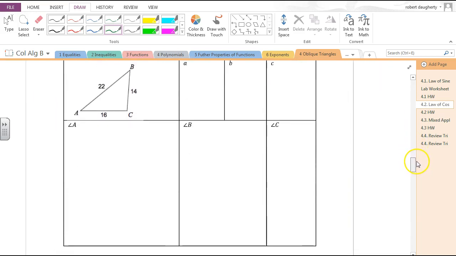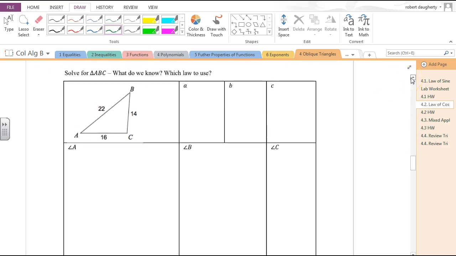Now, if you look at this one, what use case is this? So I know side, side, side. I don't know any angles. This is the other use case for law of cosine, okay? With the law of cosine, you can have two sides and the angle in between, or you can have all three sides, okay? So, in this case, what is side A? 14. What is side B? 16. Side C would then be 22, okay?